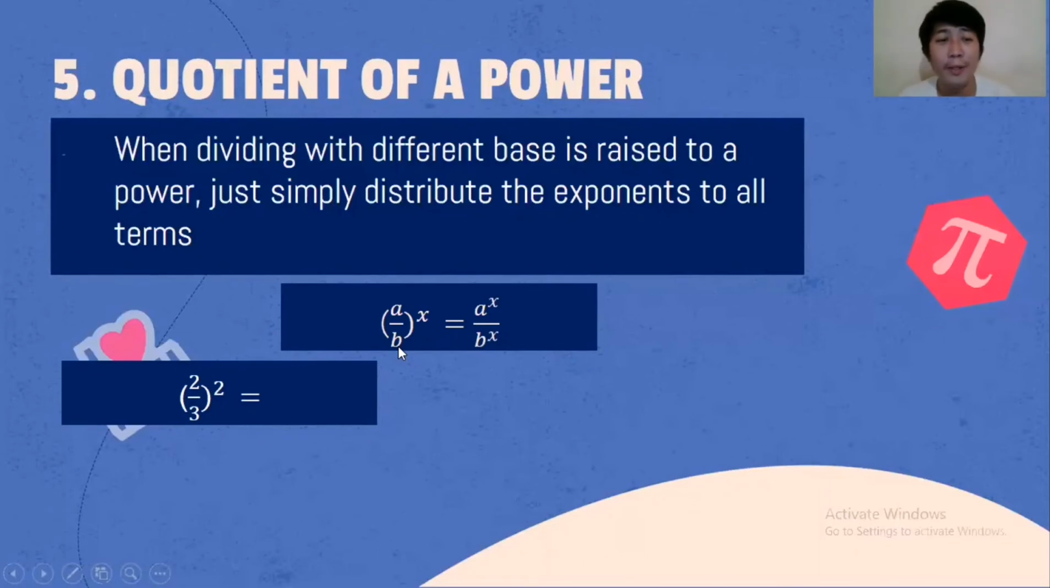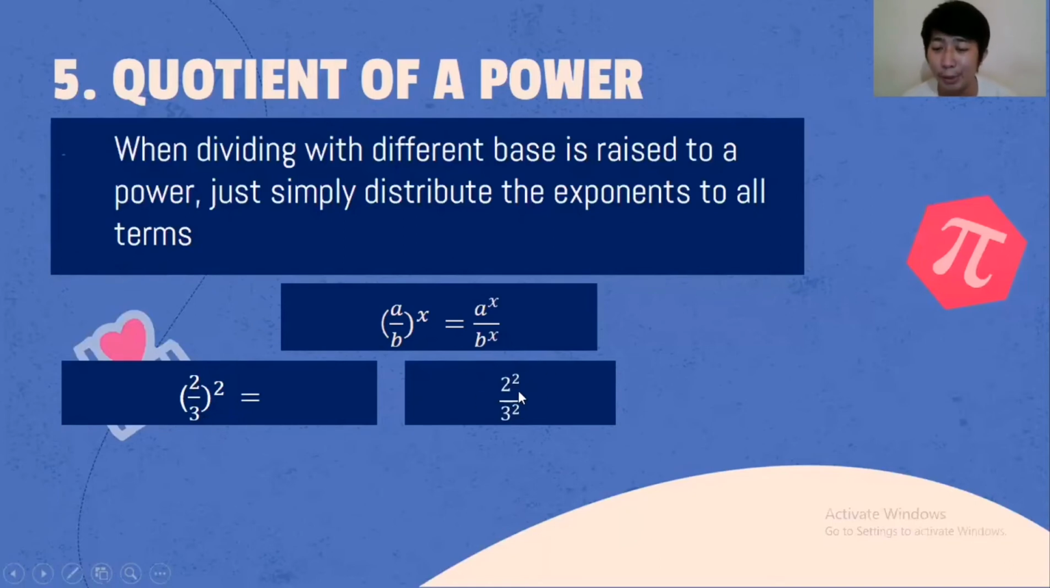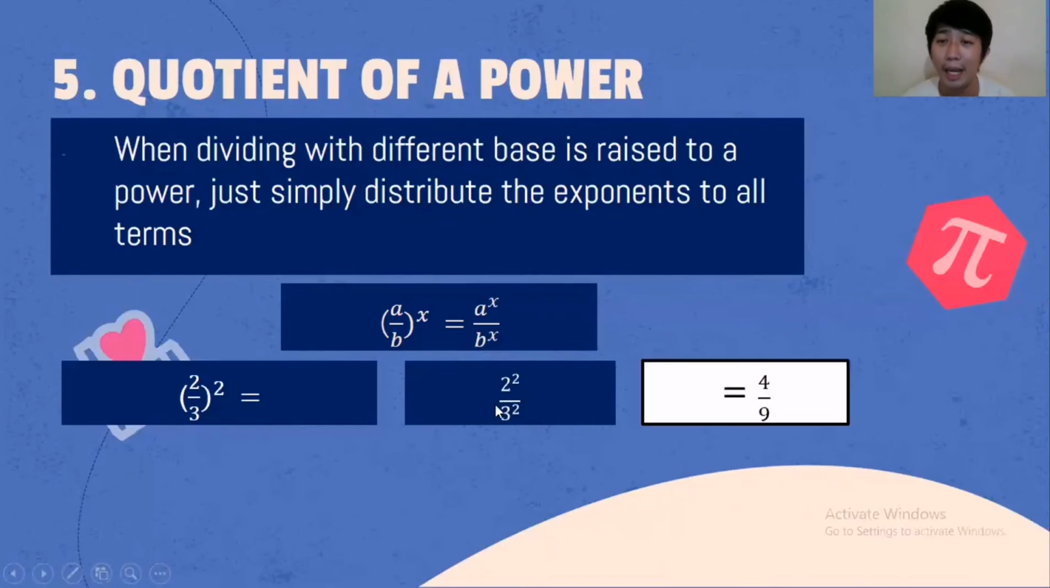The quantity of 2 over 3 squared. We will be distributing the exponent to the numerator and to the denominator. So that will become 2 raised to 2 over 3 raised to 2 because based on the rule, we will be distributing the exponent on both numerator and denominator. What is 2 squared? 2 times 2, that is 4. Very good. 3 multiplied by 3, that is 9. So the answer will be 4 over 9. I hope you are still with me. I hope you are enjoying our discussion for today.